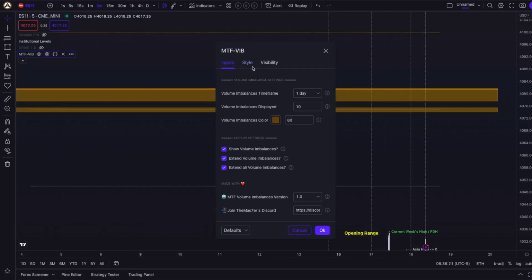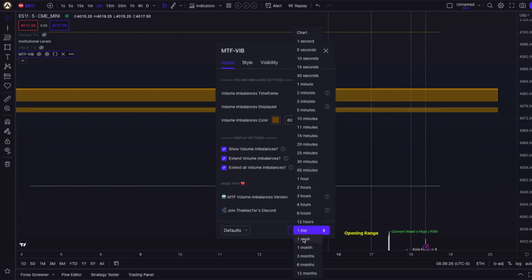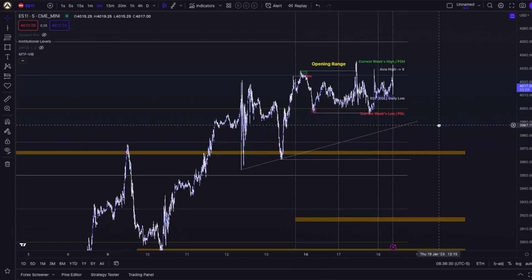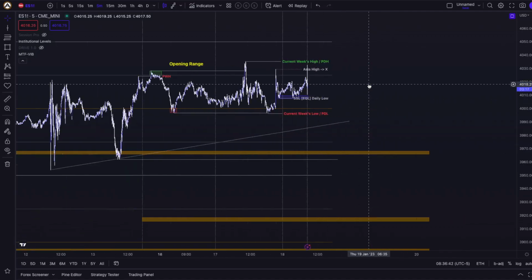We can also check for the weekly quickly. That's how easy it is to use the multi-time frame volume imbalance indicator. Weekly volume imbalances as well around this level. You see how everything's leading up to this drop. I'm not going to participate. I made my profits for today already, but we will see.